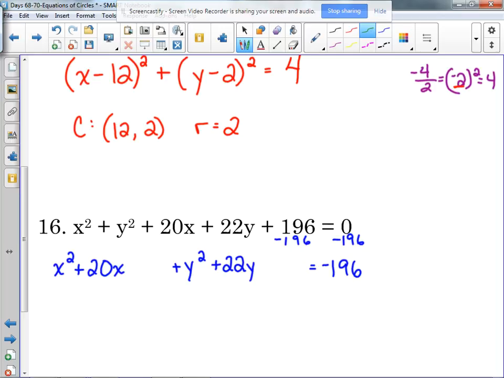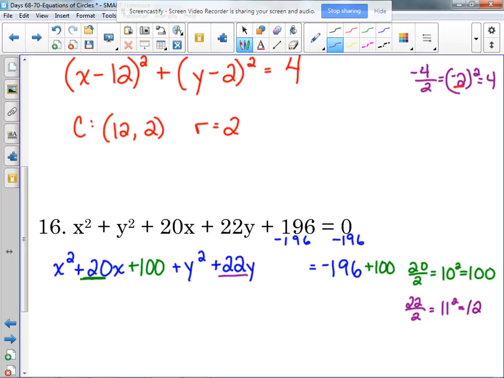All right, so completing the square, we take the term that's with the x. We divide it by 2. So 20 divided by 2 is 10. We square it, we get 100. So we add 100 here. We add 100 to the other side. Do the same thing with the y's. Divide 22 by 2, we get 11. Square it, we get 121. We add it to both sides.